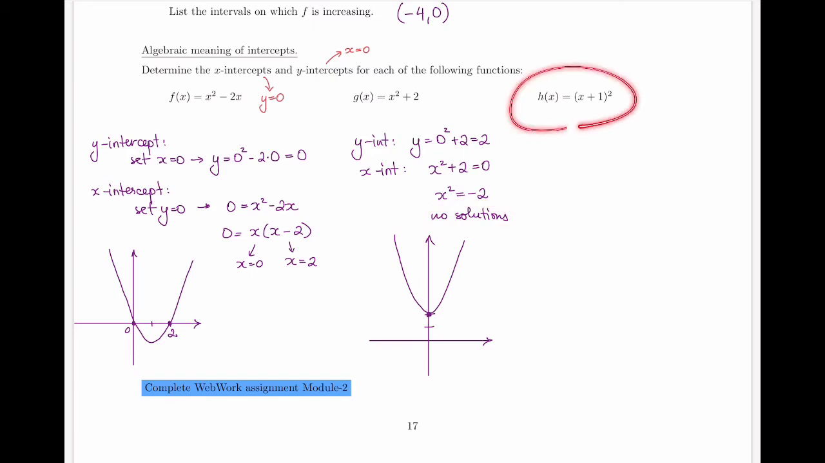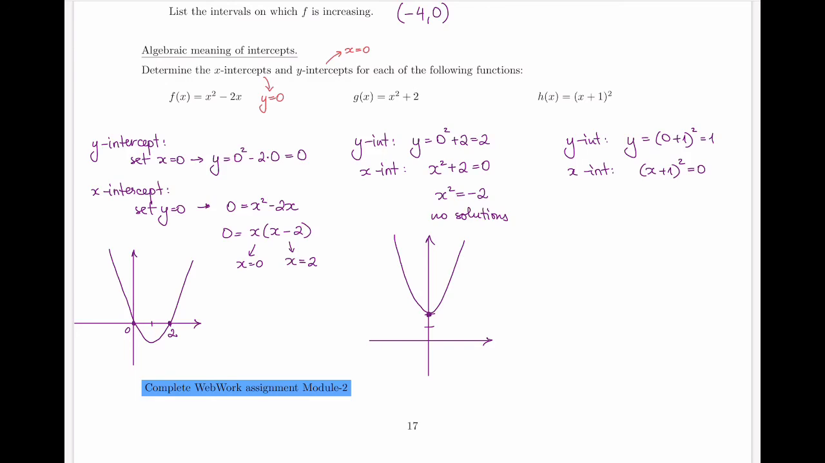For this last graph right here, the exact same type of logic. For y-intercept, I'm going to set x to be 0, which will result in 0 plus 1 squared, or 1. And for the x-intercept, I'm going to solve x plus 1 squared is equal to 0. x plus 1 squared, be careful, the square does not just travel up on top of everything. If you need review of how to deal with exponents, please take a look at module 1.